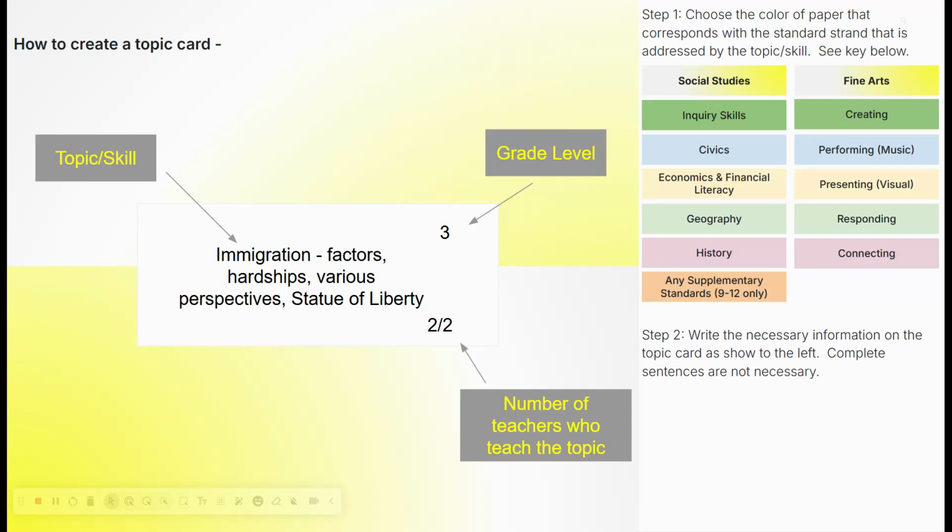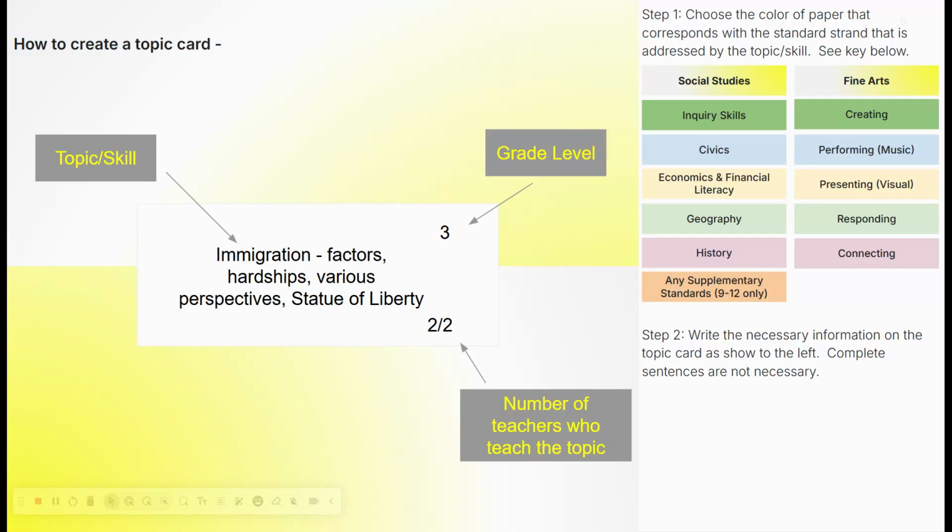Now, please be very honest on this, and it is okay. Say for kindergarten, if we only have 3 out of 5 teachers that teach a topic, that's perfectly fine because that's then a conversational piece that we have later. If 3 out of 5 teachers teach this topic, is it an essential skill to teach?